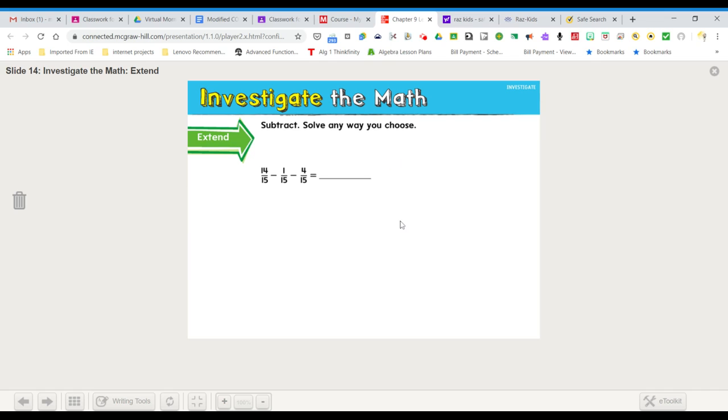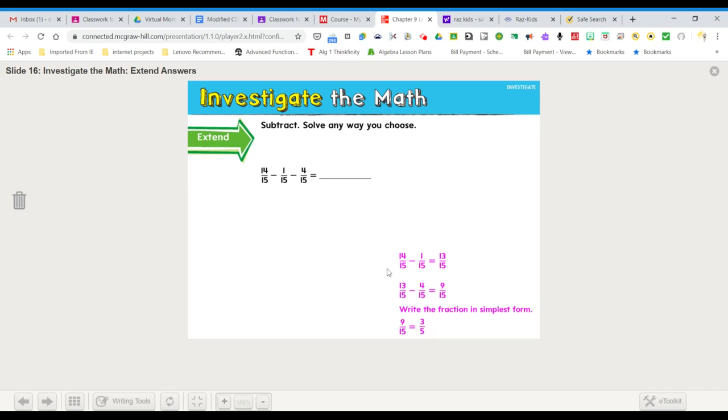Subtract, solve any way you choose. Well, there are a couple of different ways we can do this. We do know already the denominator is going to be what? 15, yes, because we keep the denominator the same. I'm going to go left to right because order of operations says we do subtraction left to right. So we're going to do 14 minus 1, which is 13. And what's 13 minus 4? 9. Very good. So 9/15, not in simplest form, however.